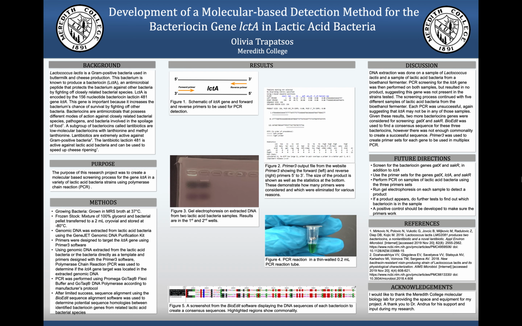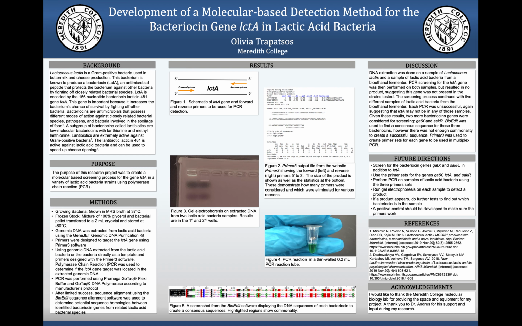The purpose of this research was to create a screening process for lctA in lactic acid bacteria using polymerase chain reaction, or PCR. This research project began as a continuation from a project I did last semester. Last semester, my project focused on cloning lctA from Lactococcus lactis into E. coli using expression vectors. DNA was extracted from Lactococcus lactis, but after many failed attempts to amplify the gene using PCR, it was concluded that the gene lctA was not in this specific strain of bacteria.